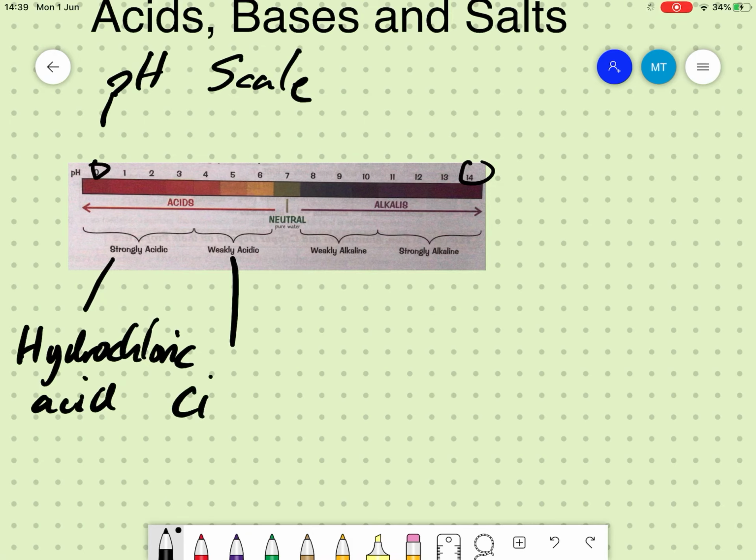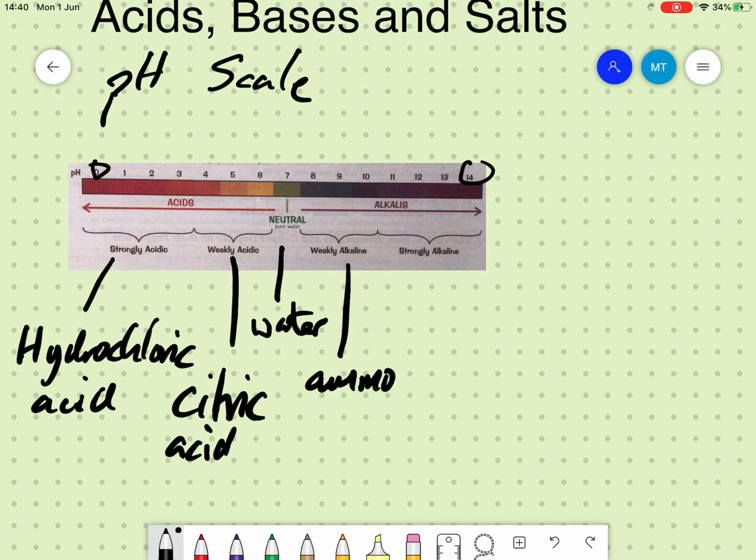A weak acid would be something like citric acid, the sort of stuff you'd find in your citrus fruits, such as lemons. Neutral, an example would be water. A weak alkali would be ammonia. And a strong alkali would be something like sodium hydroxide.